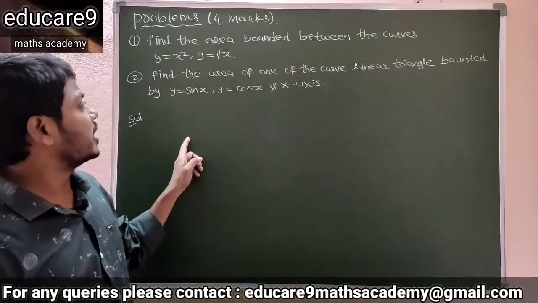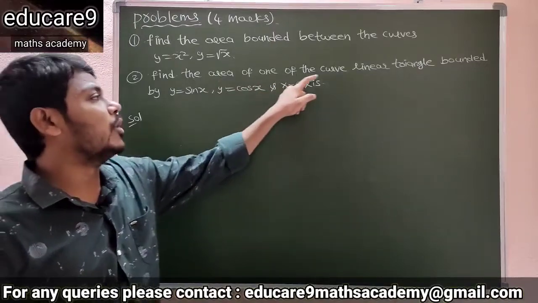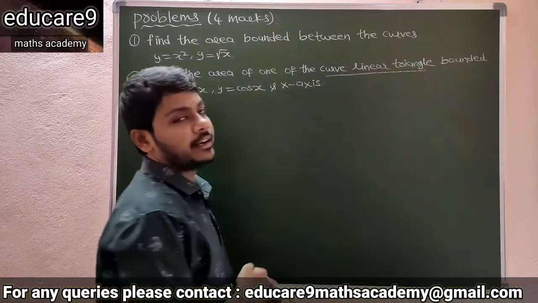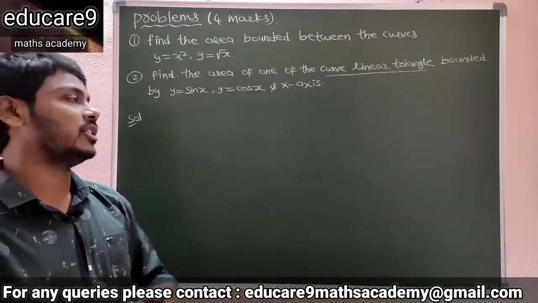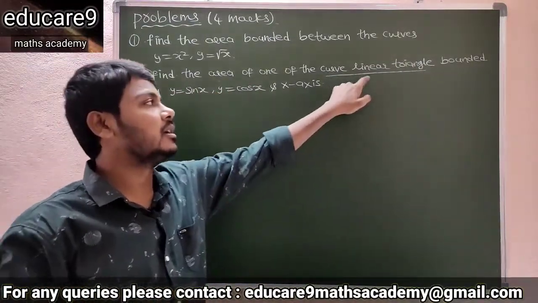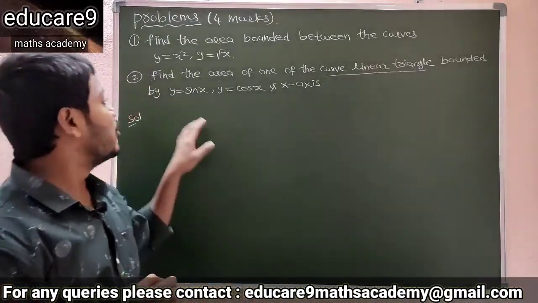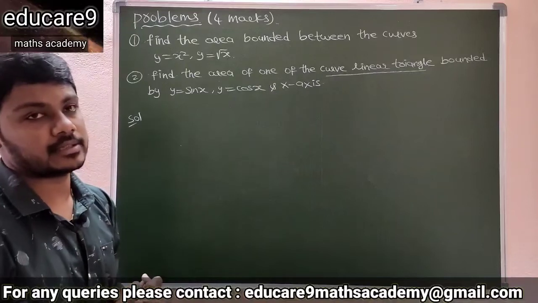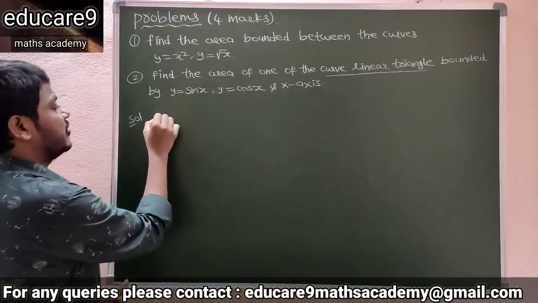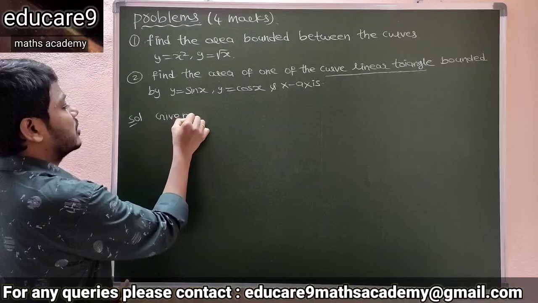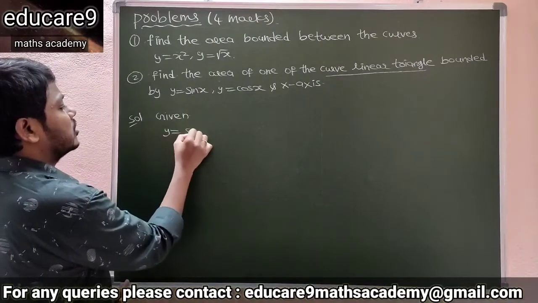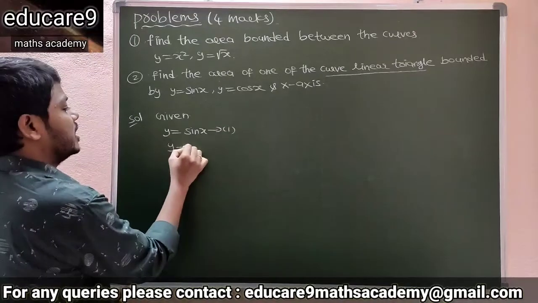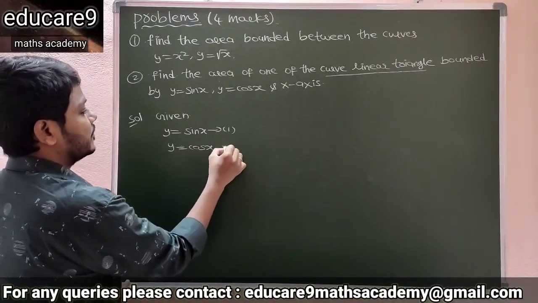So here, the second problem: find the area of one of the curvilinear triangles. Curvilinear triangle means a triangle formed with curves. So that is called a curvilinear triangle. Bounded by y is equal to sin x, y is equal to cos x and the x axis. So here the given curves are y is equal to sin x and y is equal to cos x.